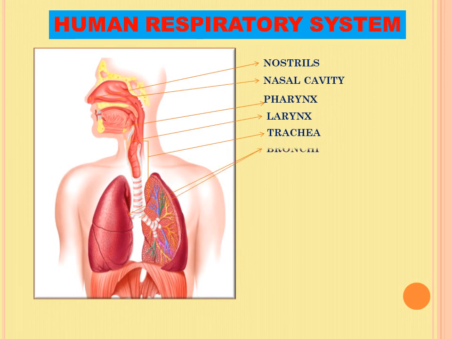Now the next portion is the bronchi. Now you can see that this long tube, the trachea, is further dividing into two branches. See, this one is divided into two branches, the first one and the second one. These two branches are the bronchi. Okay. Afterwards, we have bronchioles.